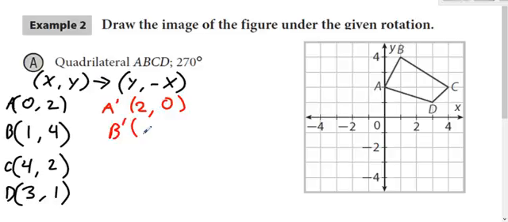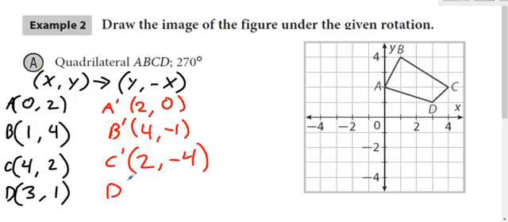For B prime, they switch. So the 4 goes first, and then the 1, and you change it to negative. For C prime, the 2 goes first, and you change the 4 to a negative. And now for D prime, the 1 goes first, and you change the 3 to a negative. If those were negative, we would change them to positive. You always change the sign.